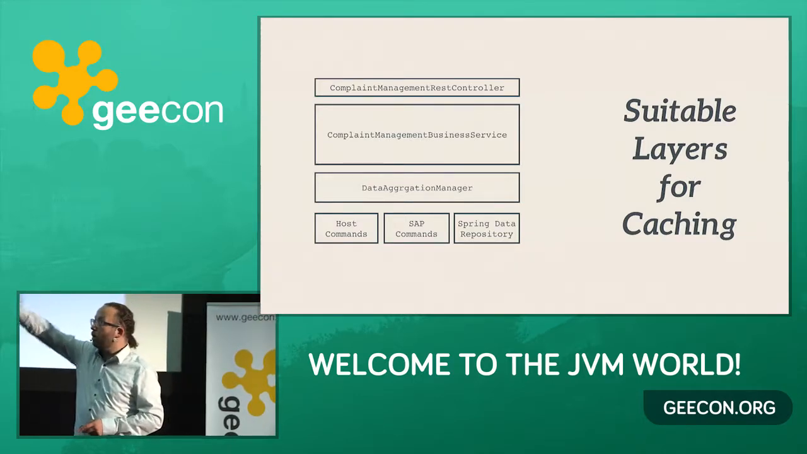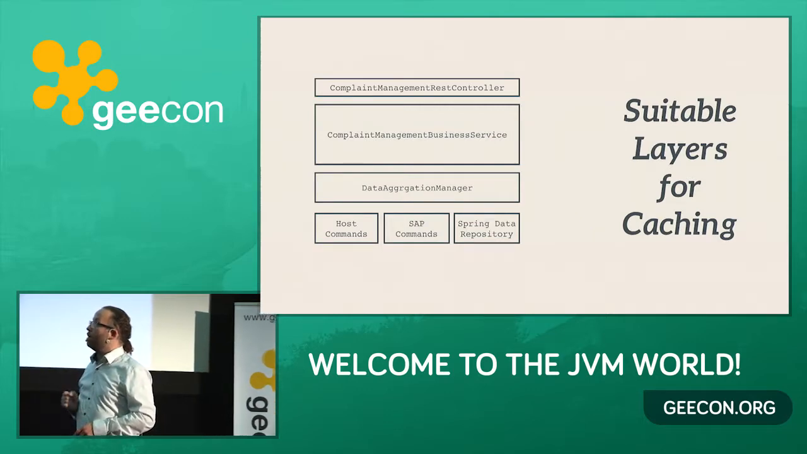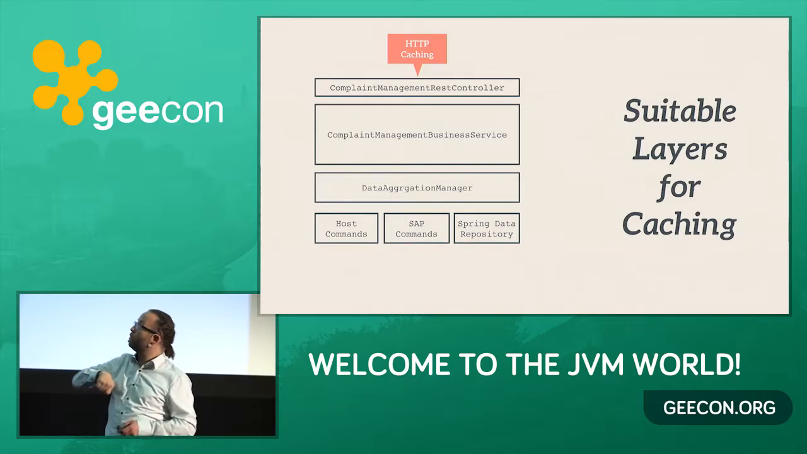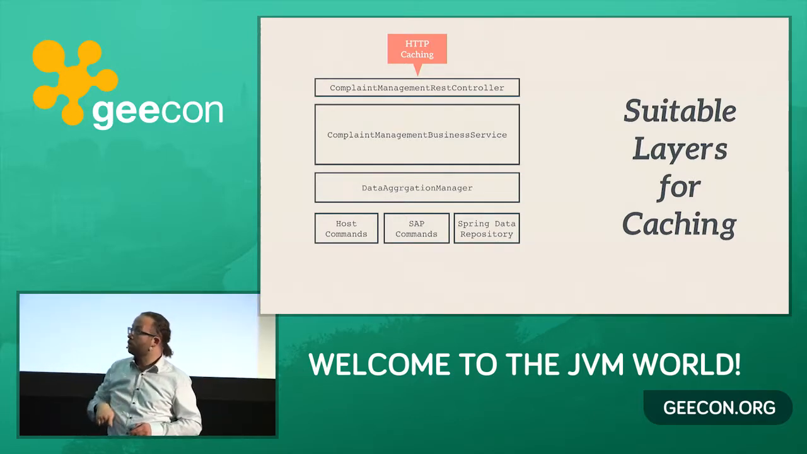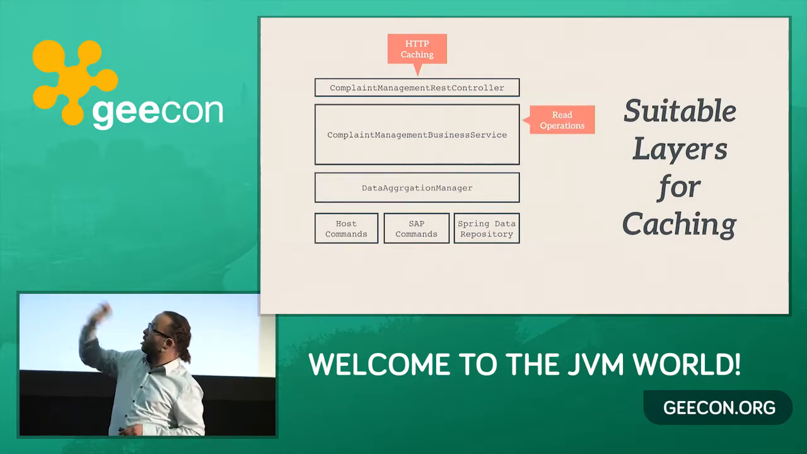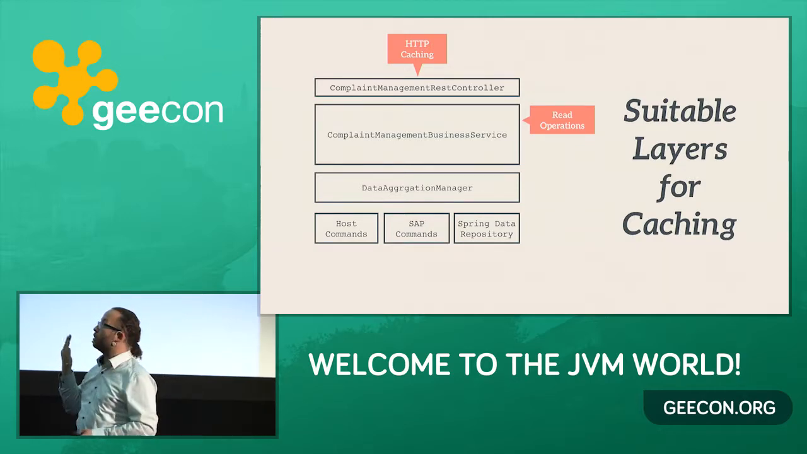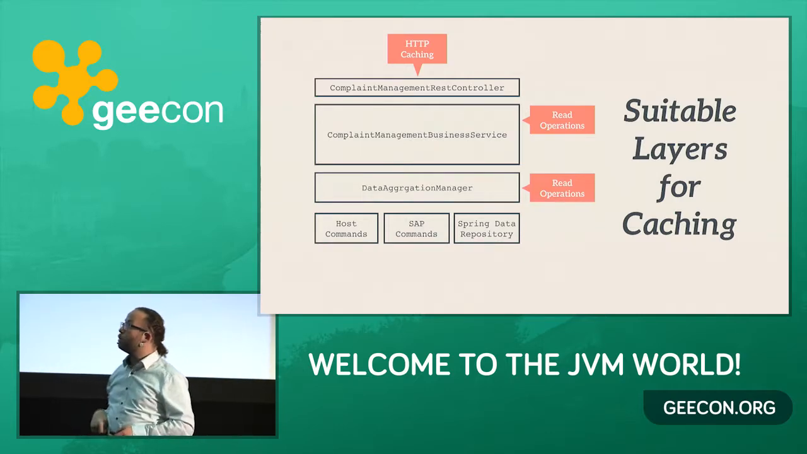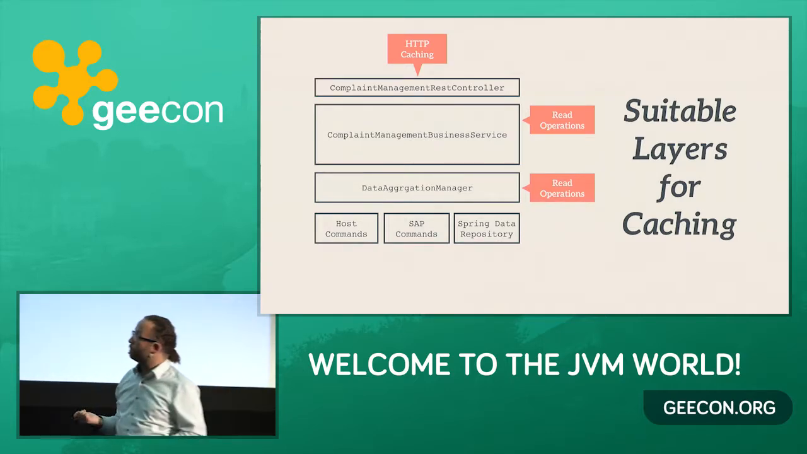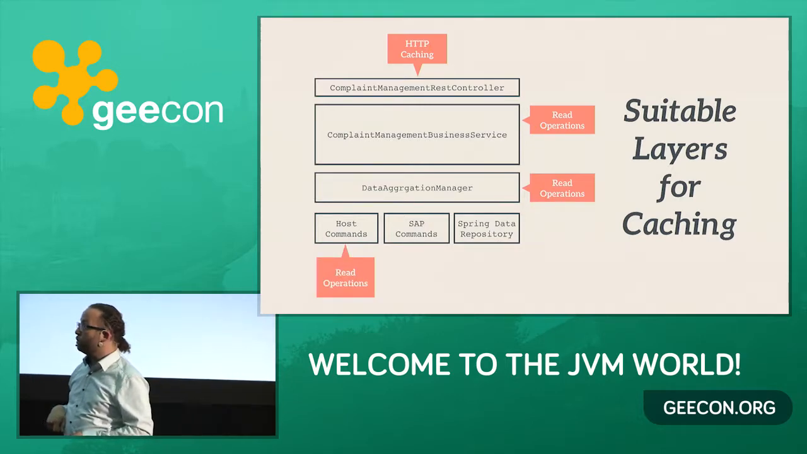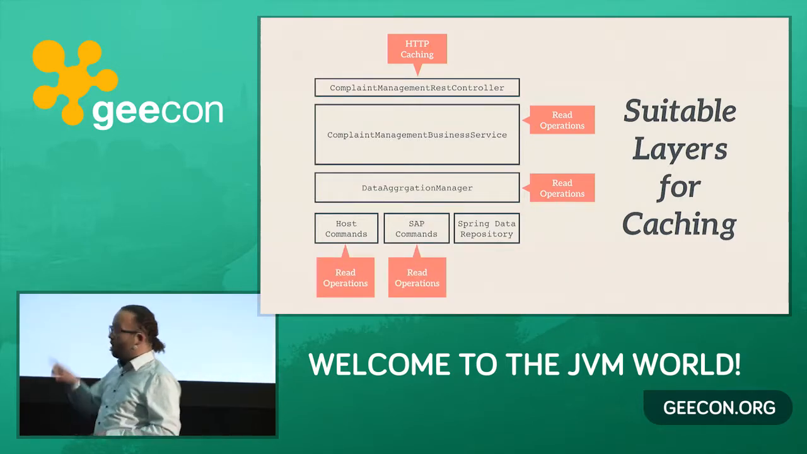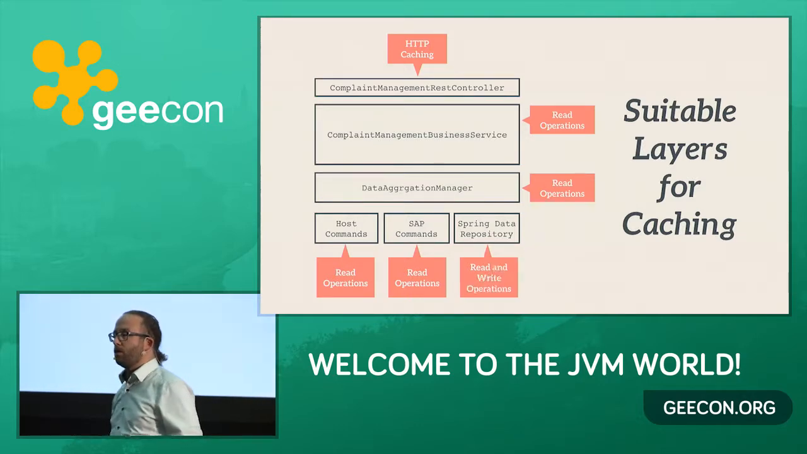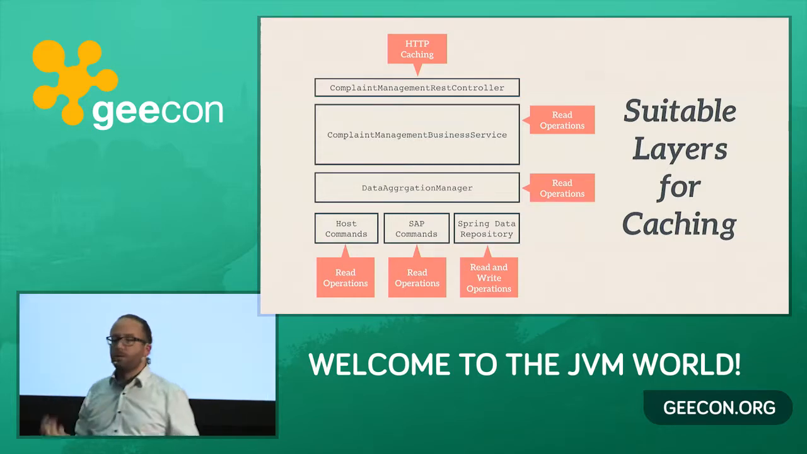Now, when I look at this picture here, I see various options for introducing caching. For instance, we could use HTTP caching on the REST controller. We could cache the results of read operations on our business service. We could think about caching the read operations of the data aggregation manager. The same applies to the host commands, the SAP commands, and in terms of the Spring Data repository, we could even think about caching the results of read and write operations.